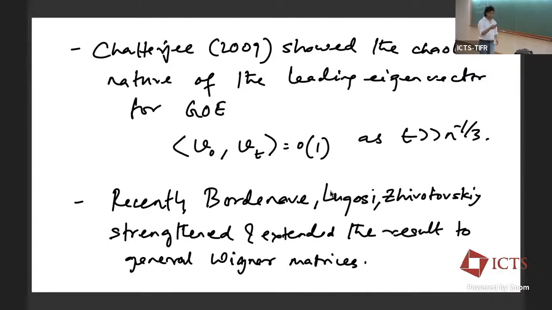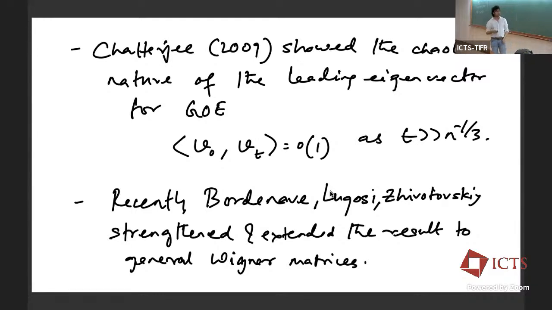then if you look at the largest eigenvector of this random matrix, you see now you have a parameter t. So for every t, you have a largest eigenvector. And it turns out that the overlap of the largest eigenvector at time 0 and the largest eigenvector at time t, so these are both unit vectors, they are both elements of the unit sphere, so their inner product is a number between -1 and 1.